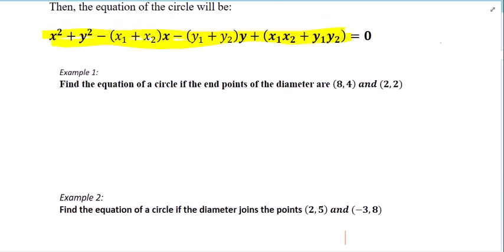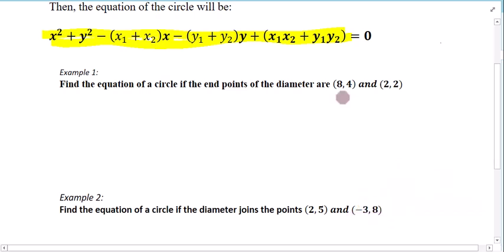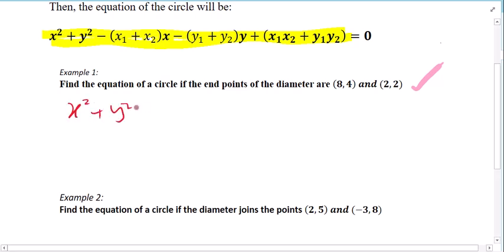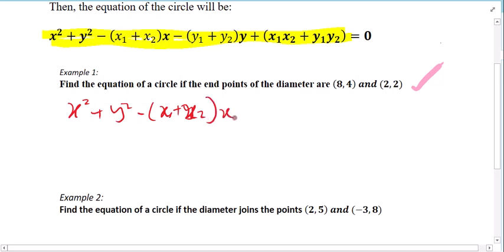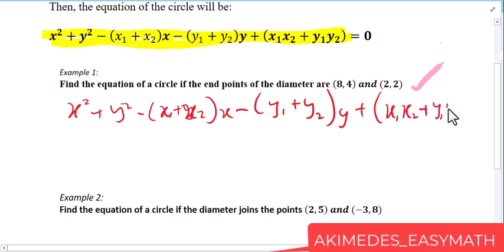So let's move on. Example 1. Find the equation of a circle if the endpoints of a diameter are 8, 4, and 2, 2. These are the endpoints of the diameter. How are you going to find the equation of this circle? And let's not forget about our formula. The formula is saying that it's going to be x squared plus y squared, minus x1 plus x2 times x, minus y1 plus y2 times y, then plus x1, x2 plus y1, y2, all equal to 0.